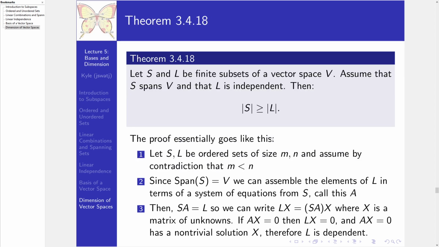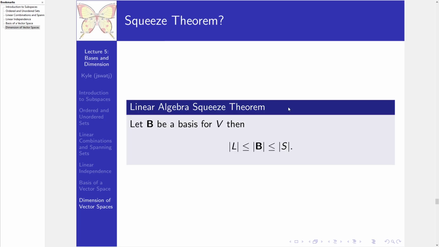So here's a better way of writing out this inequality that we're looking at. If S and L are finite subsets, and S spans V and L is independent, then the size of S is going to be greater than or equal to the size of L. There's basically this balance between the spanning set and the independent set, and the basis lies in the middle of this inequality here, which I write right here. There's a kind of squeeze theorem for it. This is the independent set, this is the basis, and this is the spanning set.